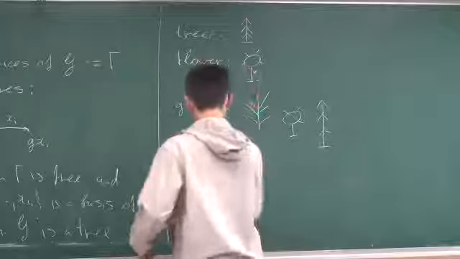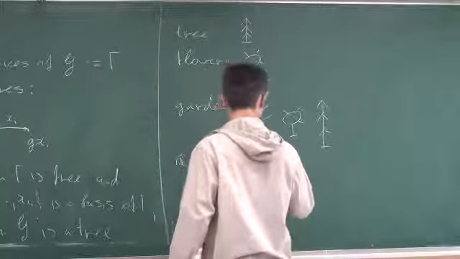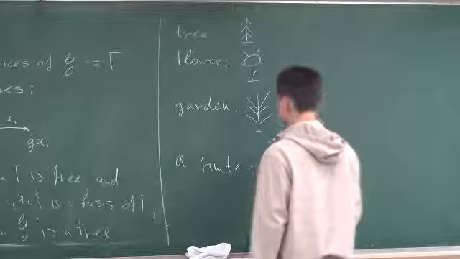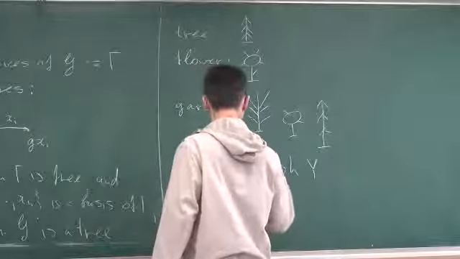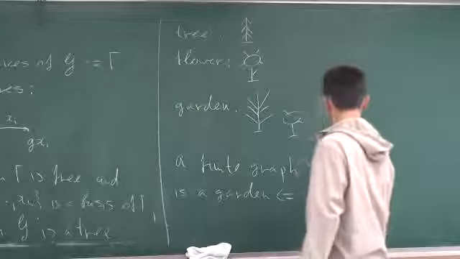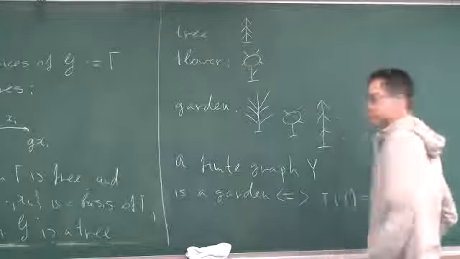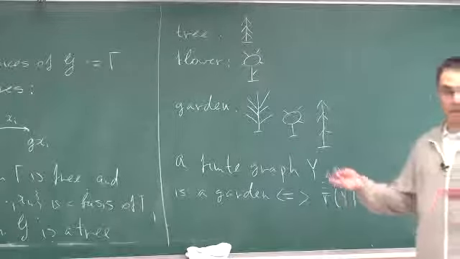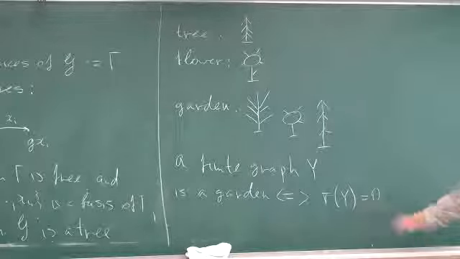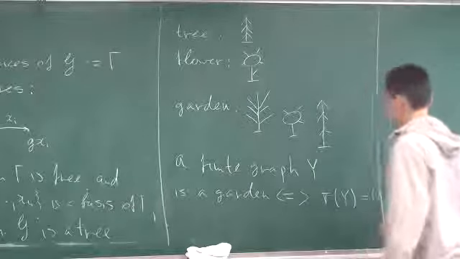Let's say a finite graph. Let's deal with finite graphs. A finite graph, let's call it Y, is a garden if and only if the reduced rank of Y is 0. So it has this nice characterization. It's why it deserves a special name, because such graphs are exactly those which have reduced rank 0. That's a little exercise to check.